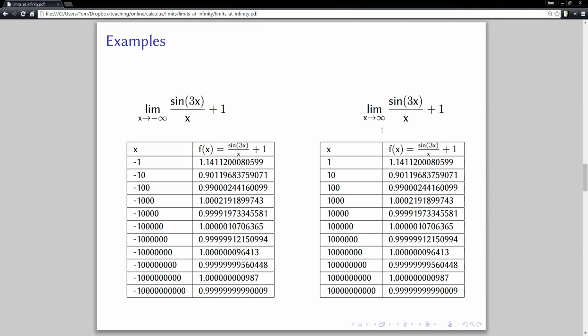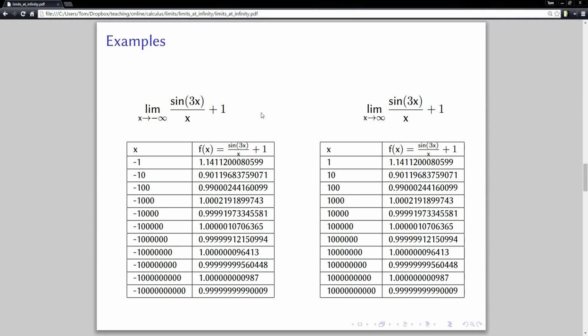When we look at the limit as x goes to infinity of sine of 3x over x plus 1, here we're taking x values that get bigger and bigger. Here we're looking at their corresponding y values, and we see the same sort of behavior over on this side. We see that these y values, even though some are less than 1, some are bigger than 1, each time they get a digit closer and closer to 1.